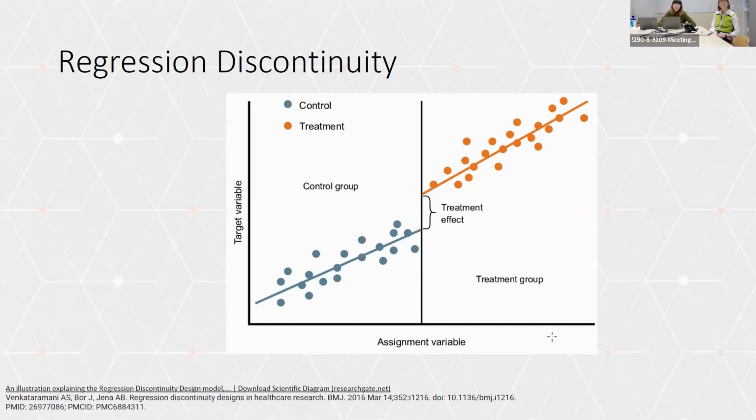Using a cutoff though can be really tricky. They talk about there being strict cutoffs and fuzzy cutoffs. So if you're going to have an assignment variable, you have to have a really good one. Typically a biomarker is a good one, or a lab value is a good one for deciding who's in the control and treatment group.